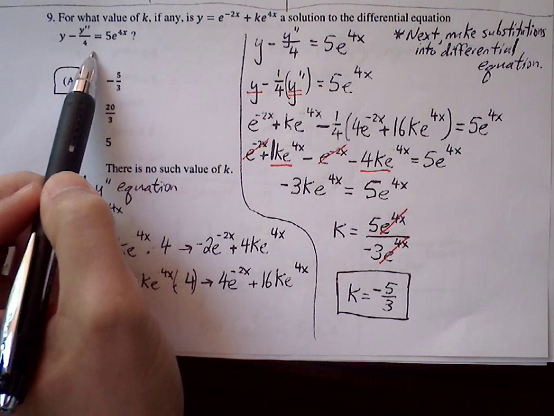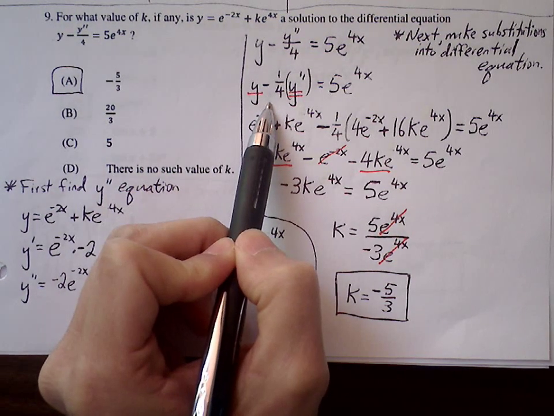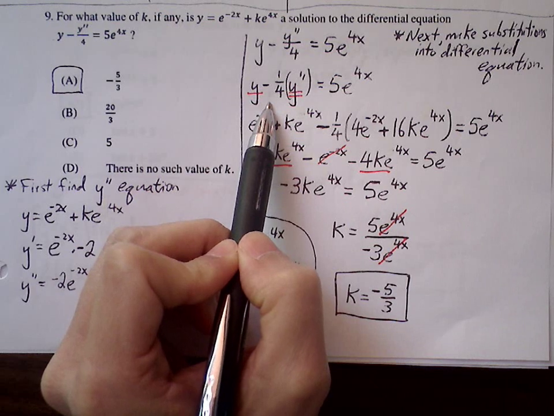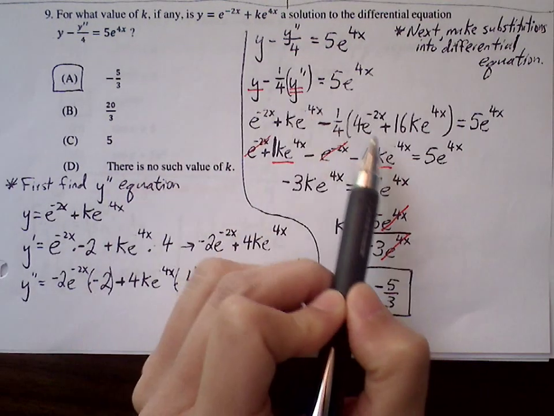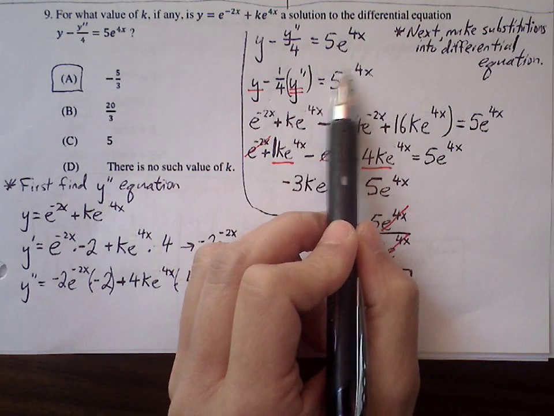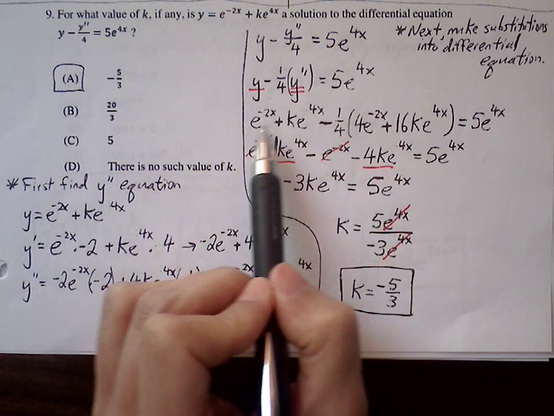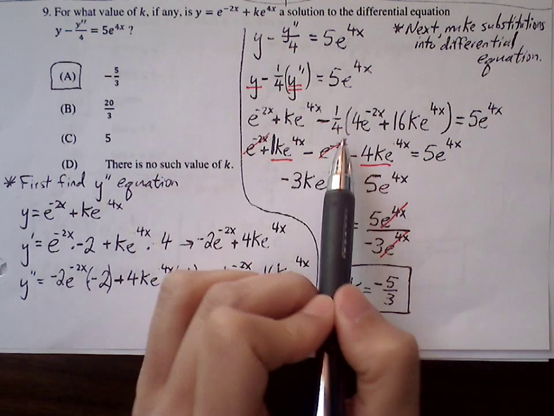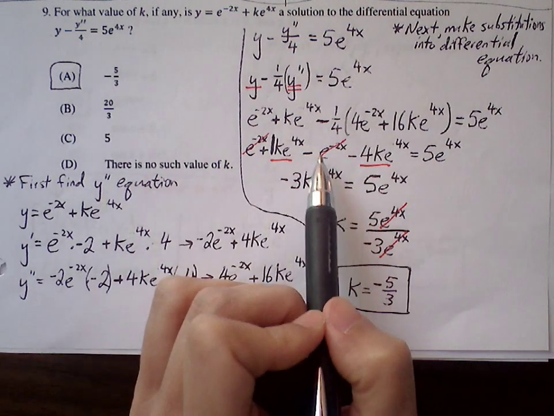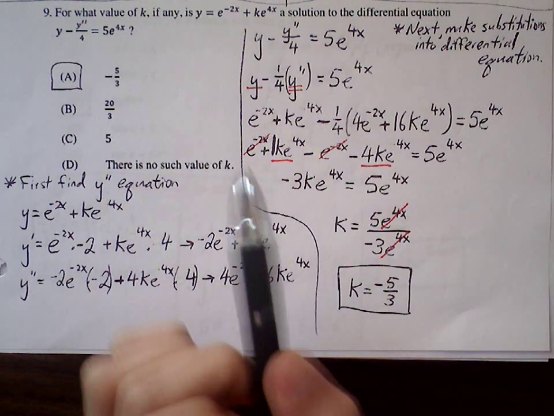Y double prime over 4, I'm going to rewrite it as 1/4 y double prime so that I don't have to stare at a fraction below my y double prime. Y double prime gets replaced, 4e to the negative 2x plus 16k e to the 4x. The right side stays the same. Now I'm going to try to clean this up here. I'm going to distribute the negative 1/4 through. So 4 divided by 4 is just 1 with negative in front. 16 divided by negative 4 is just negative 4.